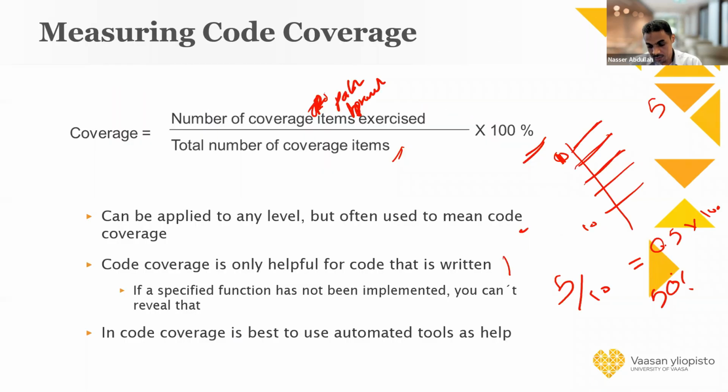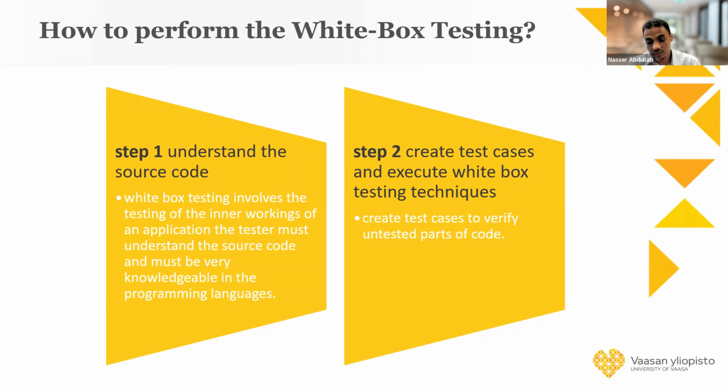Sometimes some method is used to calculate the coverage. In general, we have two steps to apply or perform white box testing. The first one is that you should understand the code. That's why we are talking now about the structure. You should understand the code, and this is the important step.